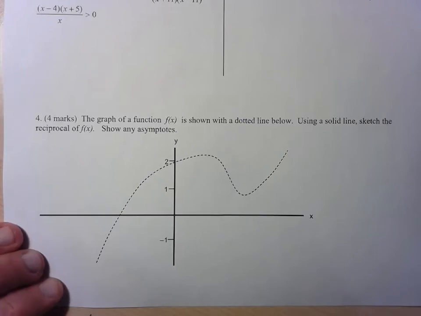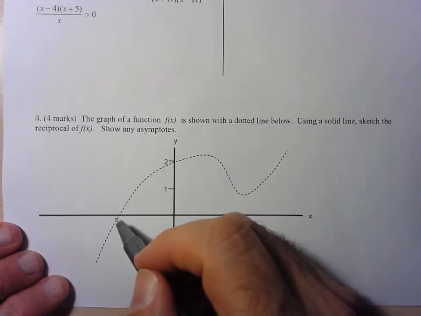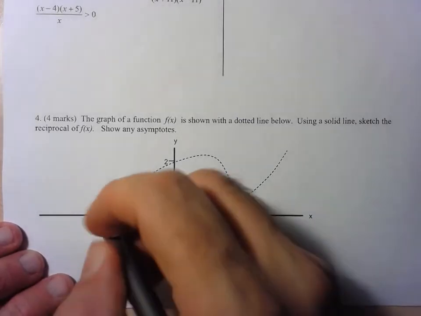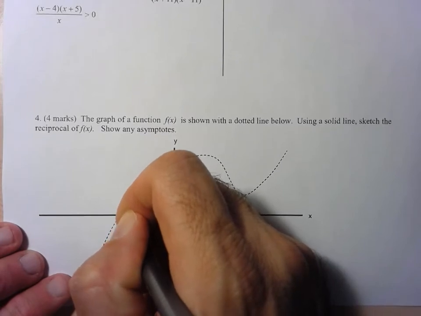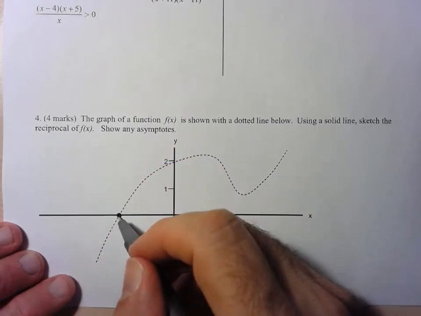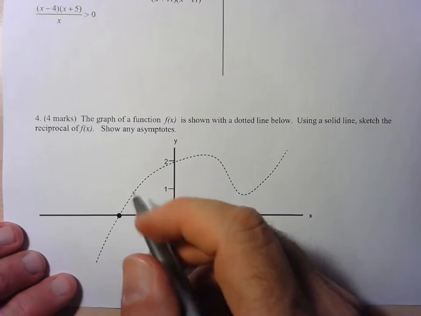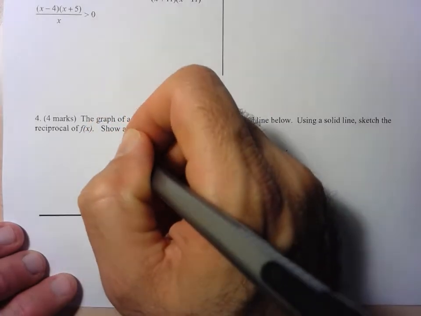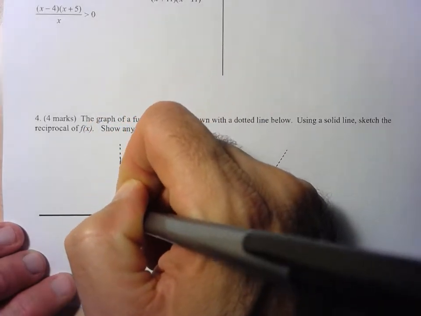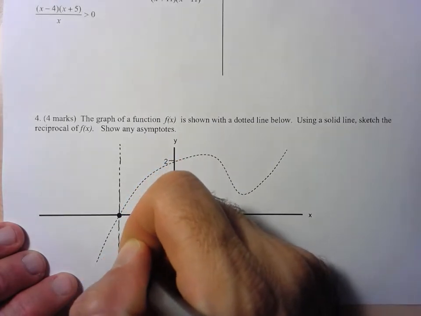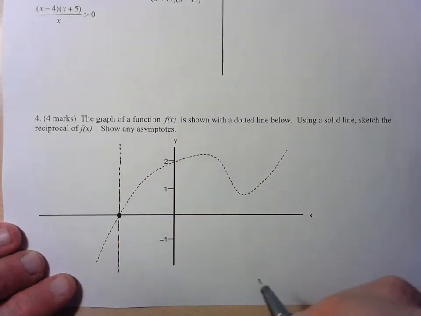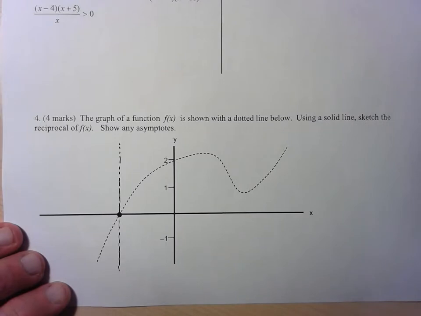So the first thing I'm going to look for is the x-intercepts of the original function. So I see that there's an x-intercept there. I know that when I take the reciprocal of 0, I get something that's undefined. And we saw that a 0 of the original function ends up producing a vertical asymptote in the reciprocal function. Okay? So I know I've got a vertical asymptote there.